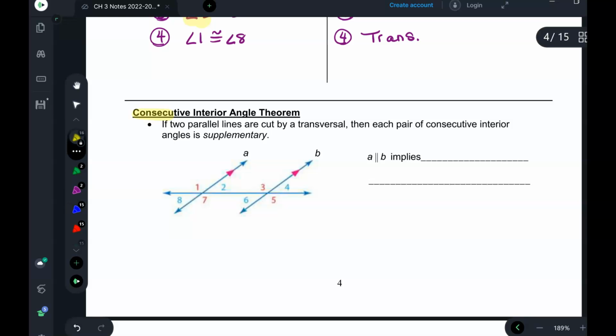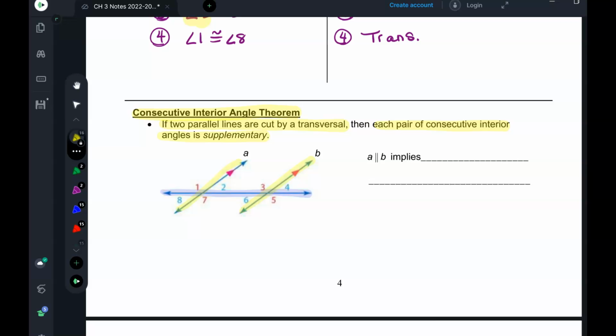Next, consecutive interior angle theorem. So this is the only one that's going to be a little different, because corresponding angles were congruent, alternate interior angles are congruent, and alternate exterior angles are congruent when the lines are parallel. But when we have two lines cut by a transversal, our consecutive interior angles are not congruent. They are supplementary to each other.